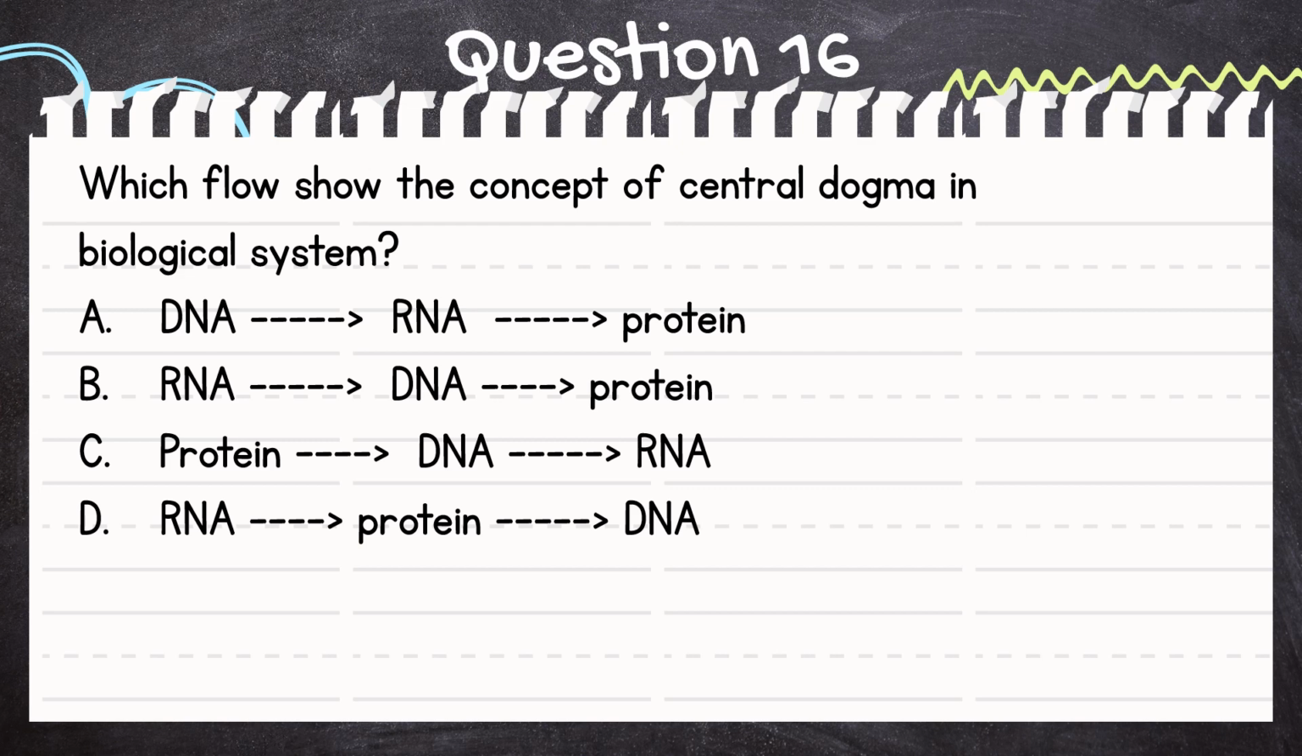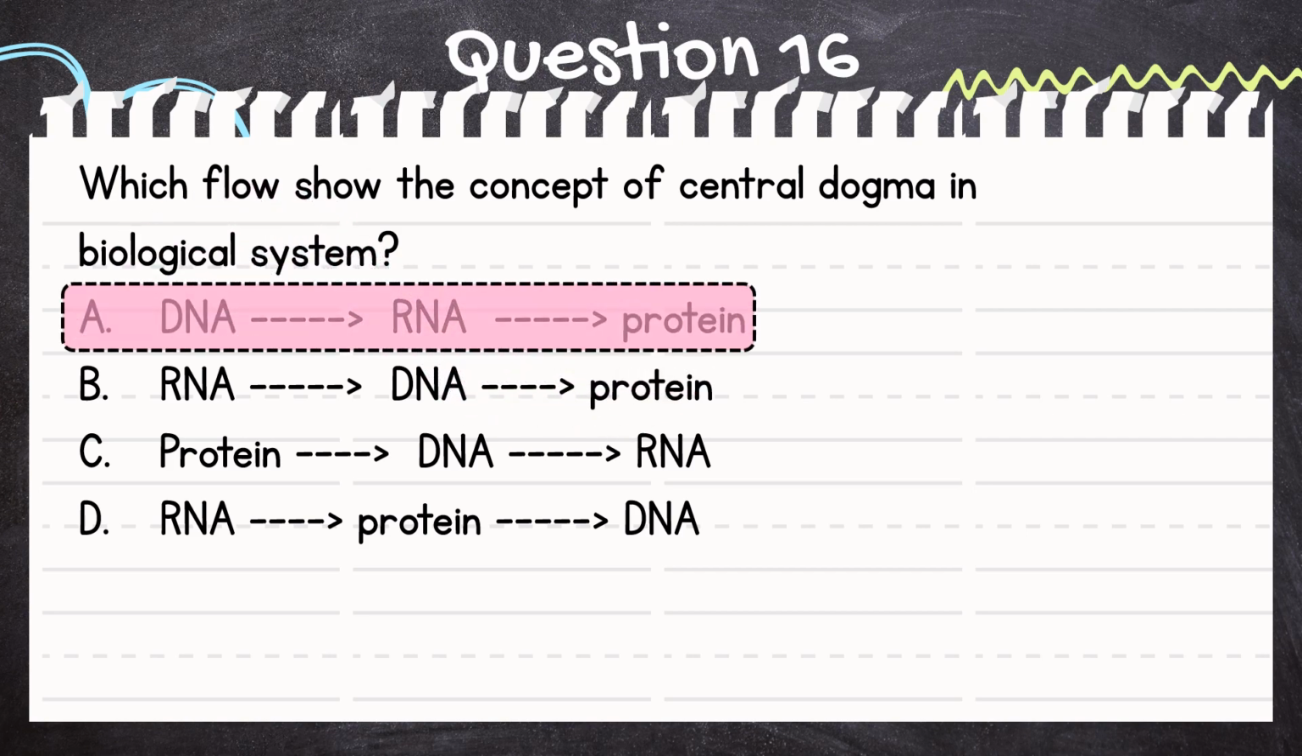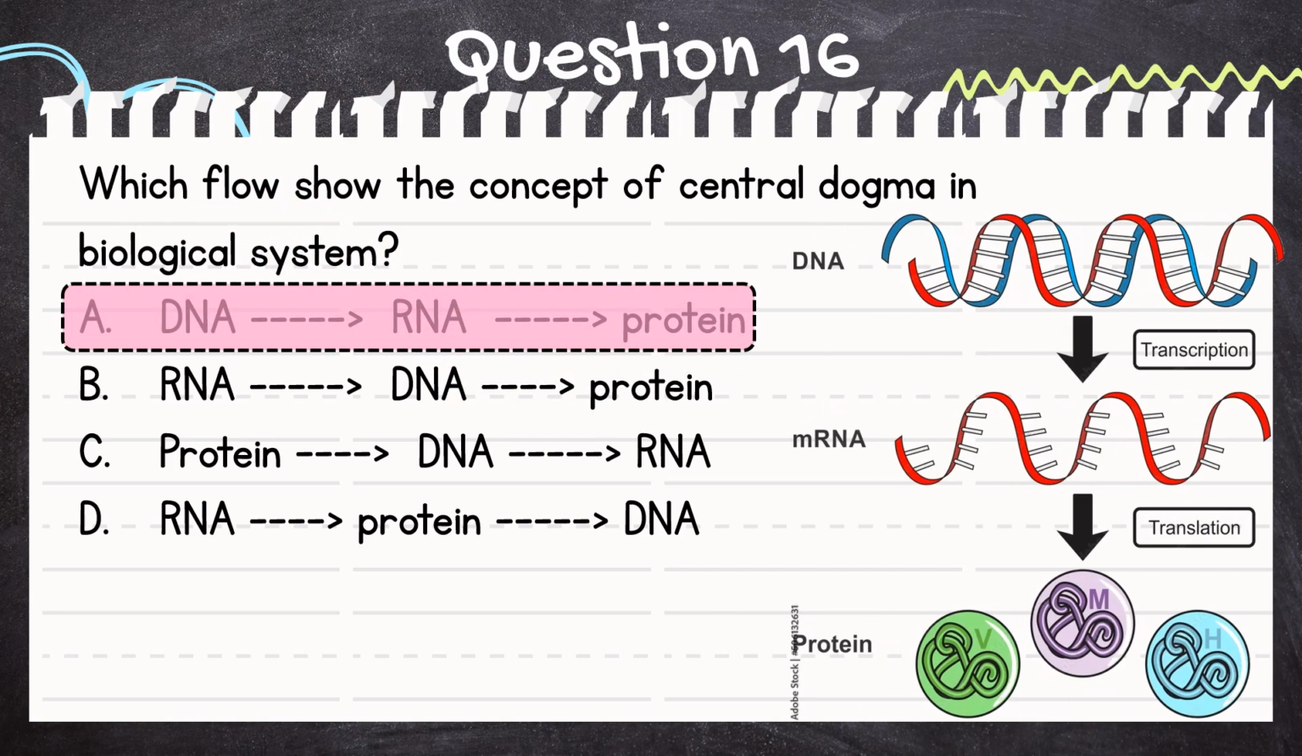Question 16. Which flow shows the concept of central dogma in biological system? The answer is A. DNA will undergo transcription to produce mRNA, and that mRNA will leave the nucleus and go to the ribosome to undergo translation to produce protein.